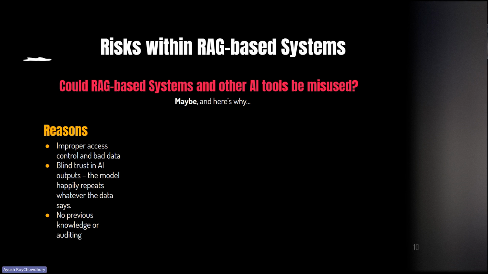To understand that, we have to understand risks within RAG-based systems that we went over a little while ago. Could RAG systems and other AI tools be misused? And the answer is maybe. And here's why. The answer is a maybe because the reasons are very dependent, again, on that shared responsibility model. And some of those reasons are improper access control and bad data. Blind trust in AI outputs.